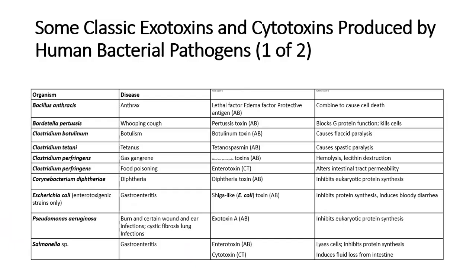And I've just put a chart. I have to memorize these. Okay, but here's just some of the organisms. I just wanted you to see an example of some of the organisms and their very classic exotoxins and cytotoxins and what happens. Okay, so tetanus, Clostridium tetani. It has an AB toxin. We'll talk about what an AB toxin is, and it causes paralysis.